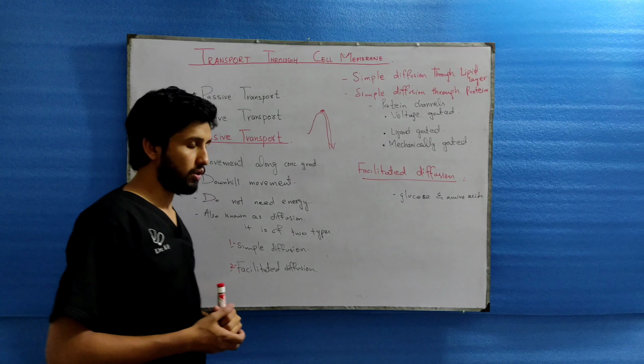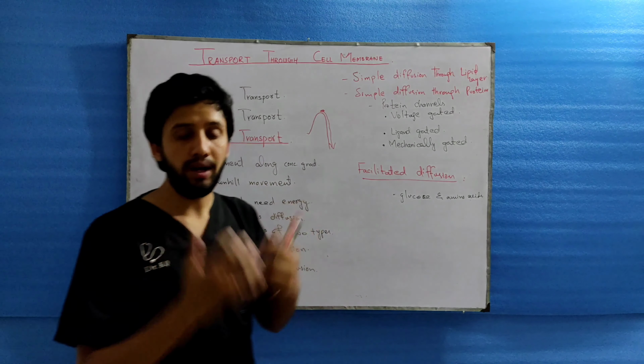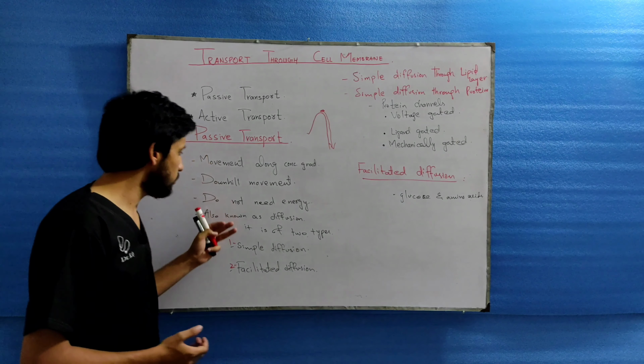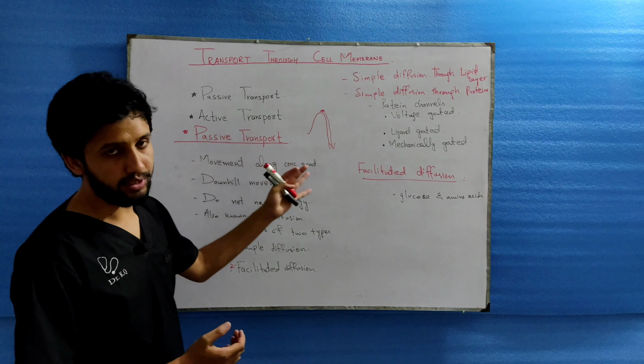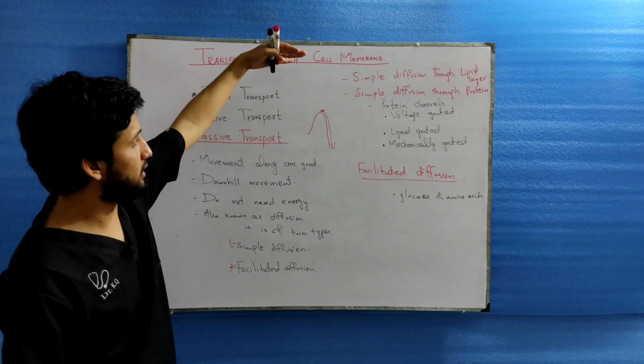Transport through the cell membrane occurs via two mechanisms, that is passive transport and active transport. What is passive transport? Passive transport is the movement of molecules from a higher gradient to the lower gradient. It is movement of molecules from a concentration of higher gradient to the lower one. So it is a downhill movement like this.